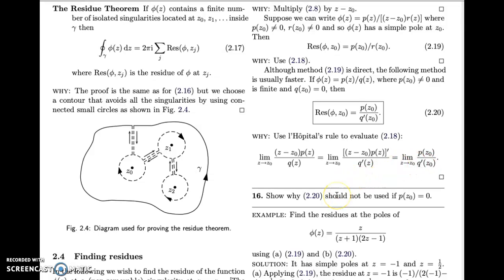So question 16 is not amazingly important. You can have a go at it. Show why 220 should not be used if P at Z0 is 0. The clue is to look at the proof of this and see where it fails. Okay, so I'll stop there and continue with the example in the next lecture.